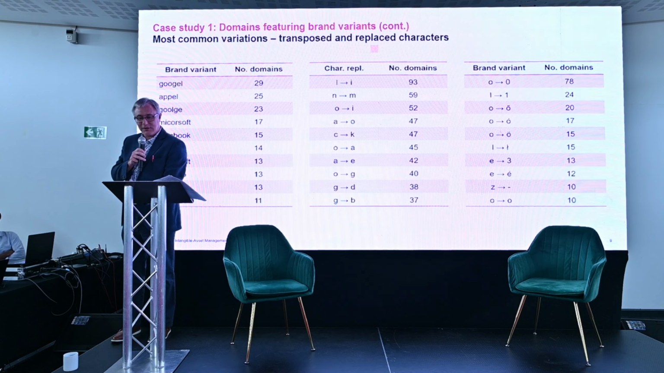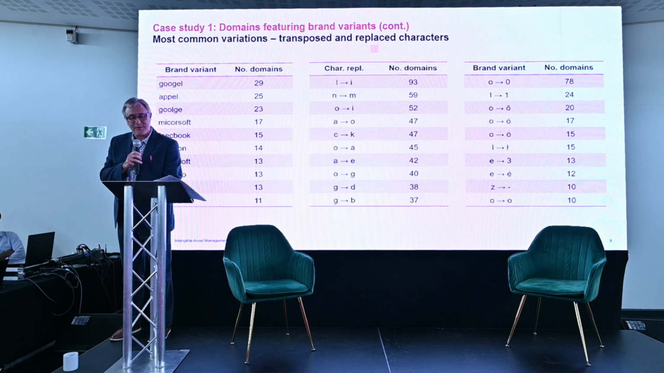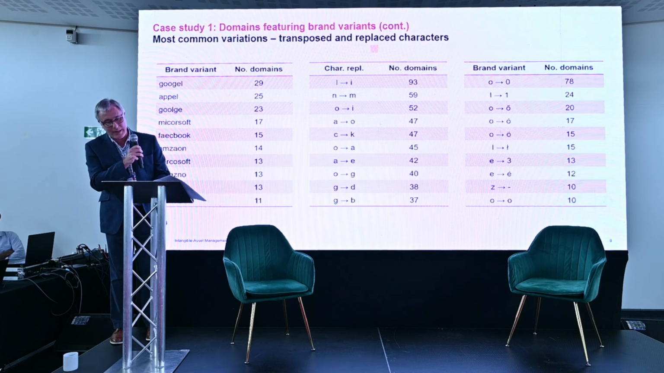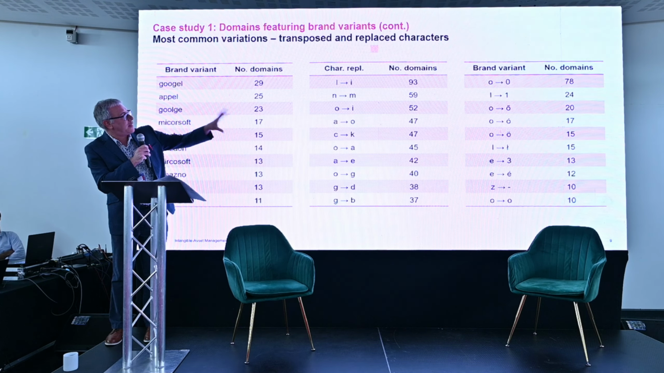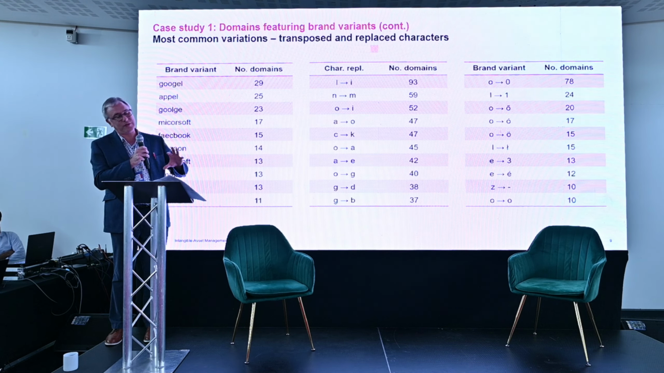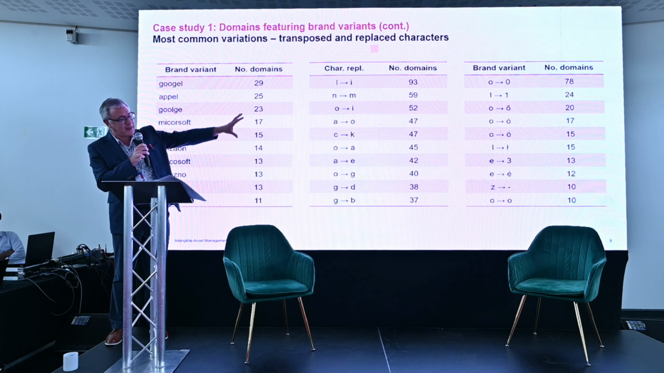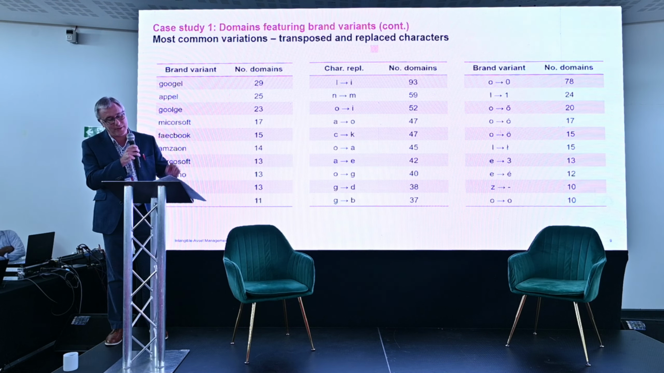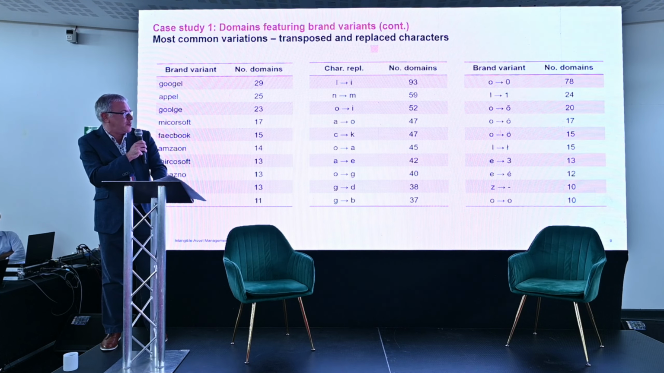There's just an illustration here of the types of variations we were seeing. So three tables of the top 10 variation types. On the left, we've got the types of misspellings that we were seeing for the various brands in question: Google, Apple, Microsoft, and so on. The other two tables show the types of character substitutions we were seeing in those domain names. The middle table shows Latin character for Latin character replacements. The right-hand table shows Latin character for other character replacements.